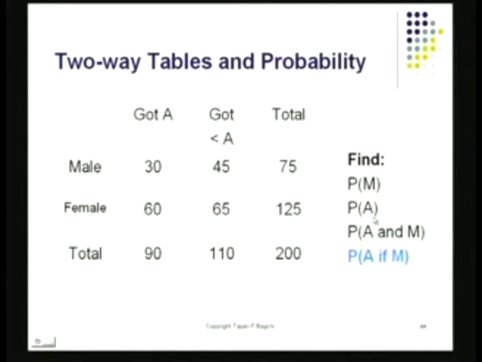What is the probability that he or she scored A? This is a randomly picked student. What is the probability that the randomly picked student scored A and is a boy? And what is the probability that if he was a boy, he scored A? This is the conditional probability, probability of A given B.